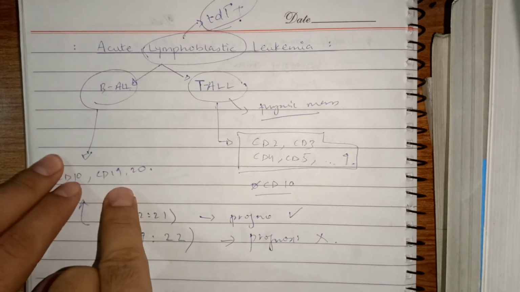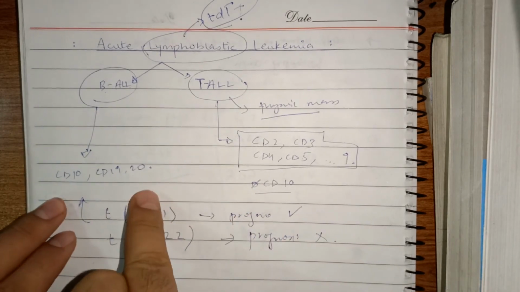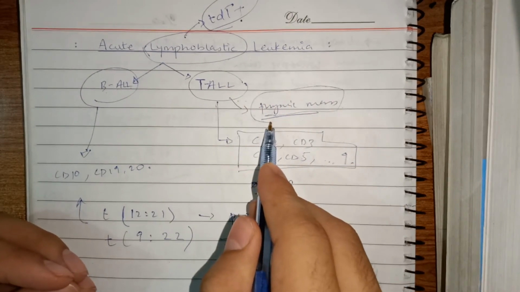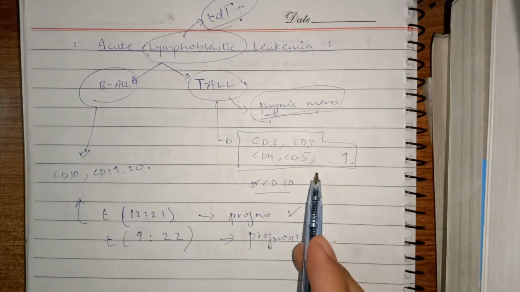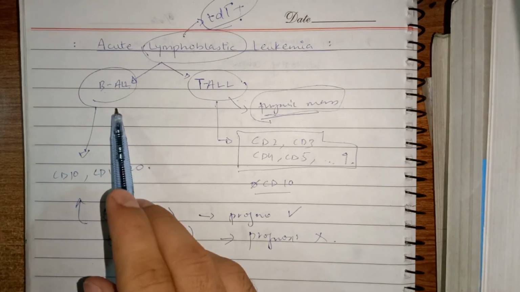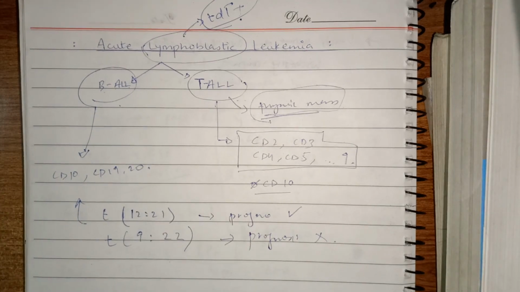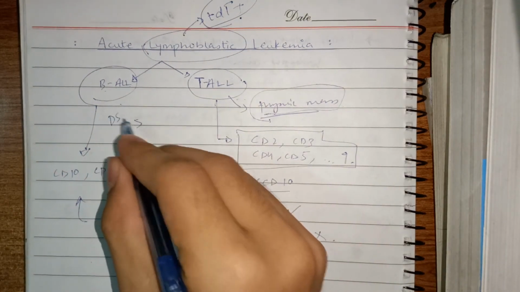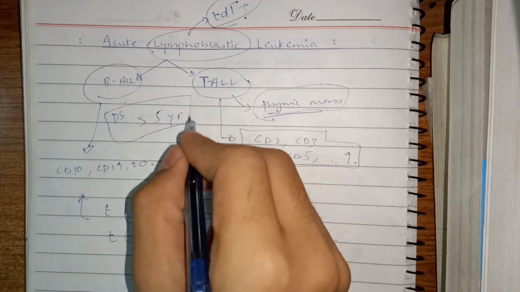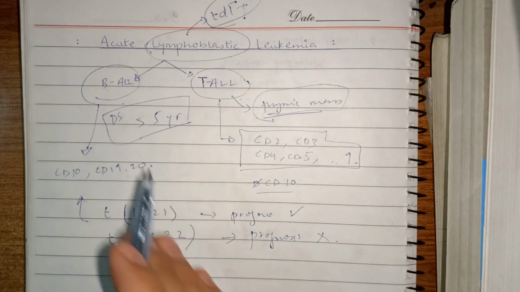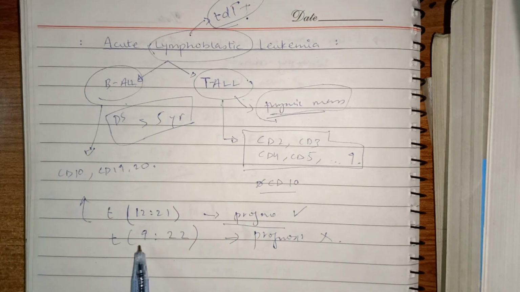And to differentiate between B-ALL and T-ALL, we have certain markers. Of course, in T-ALL there will be a thymic mass present, and it mostly occurs in teenagers, and the markers are CD2 to CD9. Whereas B-ALL usually occurs in children, and it usually arises in children who have Down syndrome after the age of 5 years. B-ALL is more common. And of course, if the translocation occurs between chromosome 12 and 21, the prognosis is very good. Whereas if translocation occurs between chromosome 9 and 22, the prognosis is very poor.